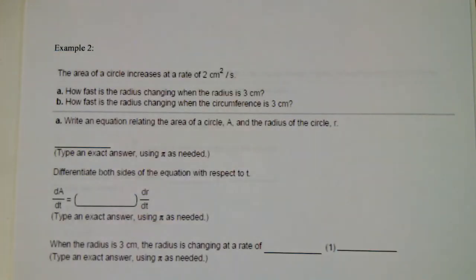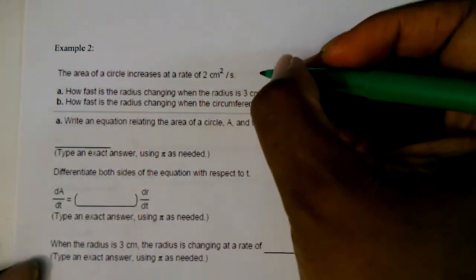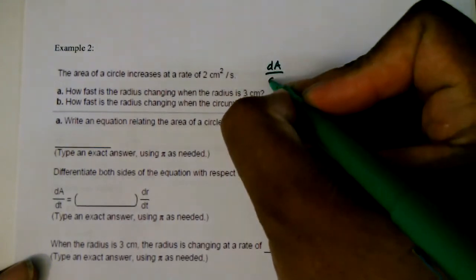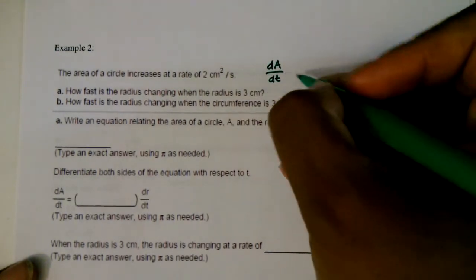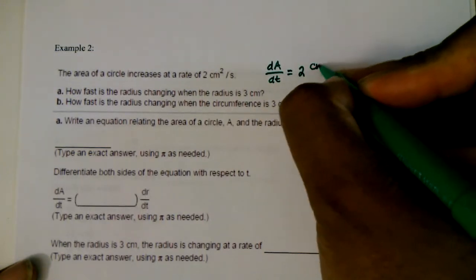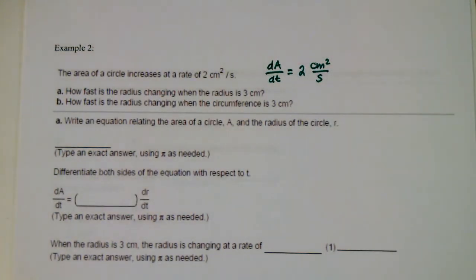All right, so let's first see what we have here. The area of the circle increases at a rate of 2 square centimeters per second. That is the change in area with respect to time, dA/dt. That's equal to 2 square centimeters per second. So at least we have identified something here.